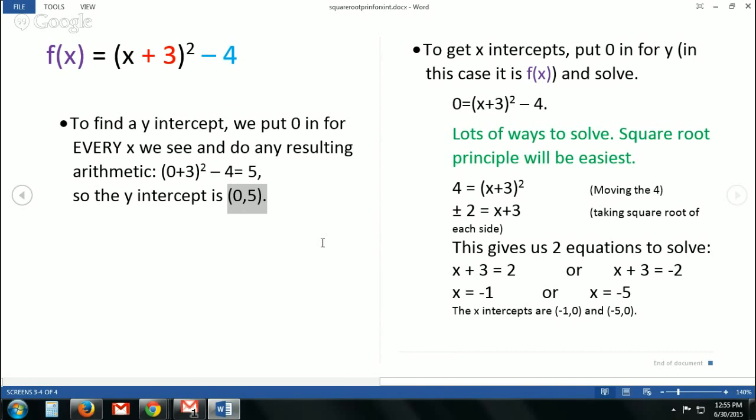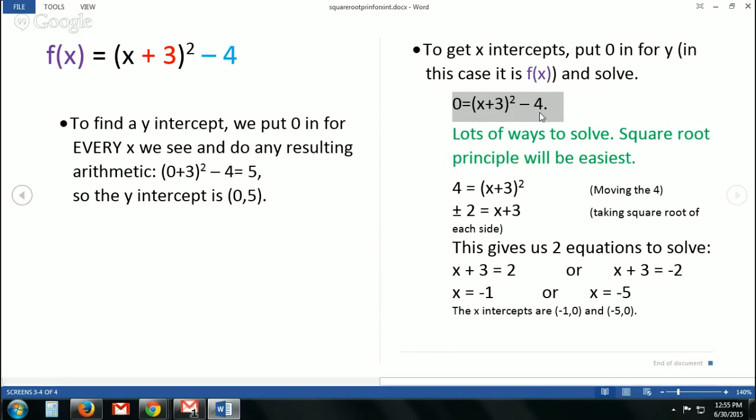The x-intercept is a little bit harder for us to get. We'll put 0 in for y. In this case, it's an f of x. So 0 in the place of y gives us this equation for us to solve. There are lots of different ways we could solve it, using the quadratic formula, perhaps factoring, but the easiest thing for us to do is what is called the square root principle.